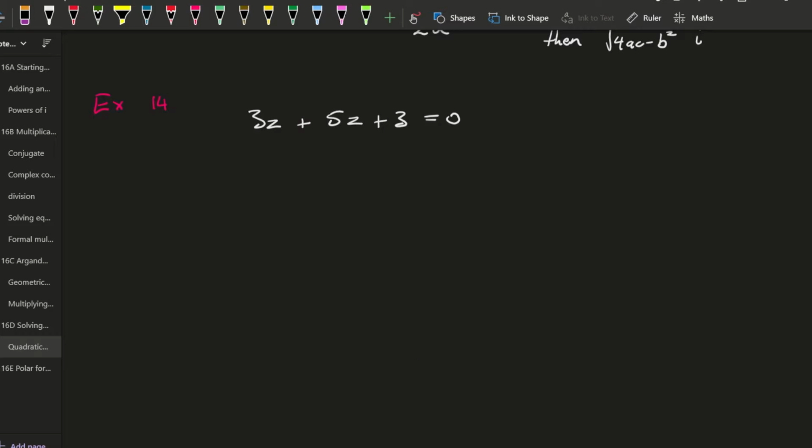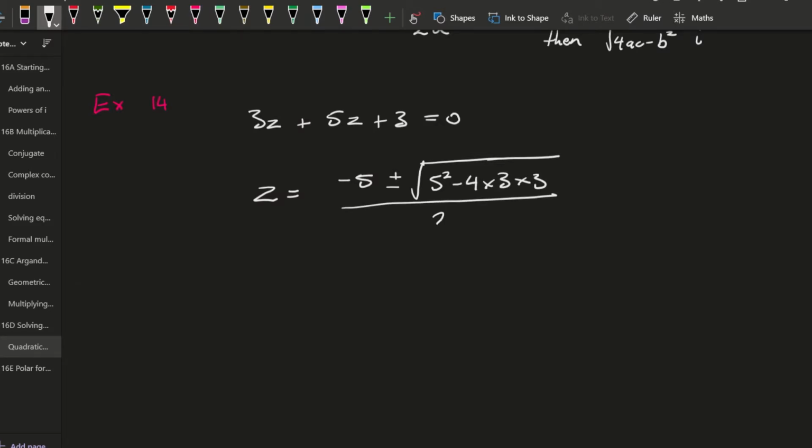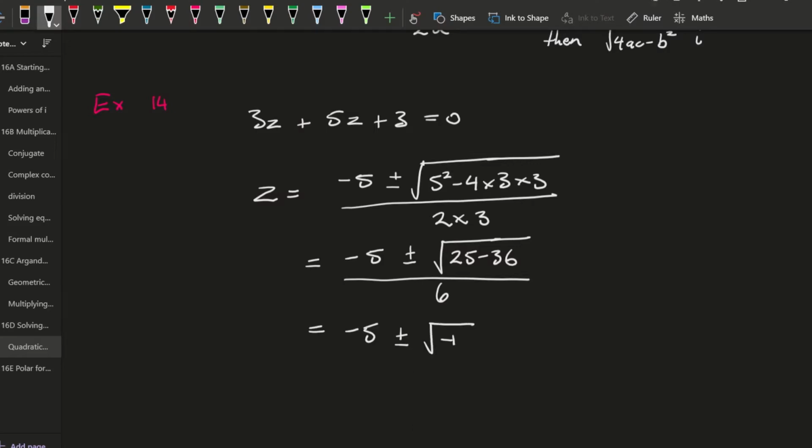All right, so we're going to solve for this. So using the equation, we're going to have z equal to minus b, which is minus 5, plus or minus the square root of 5 squared minus 4 times a times c, all divided by 2 times a. Okay, and I'm just writing numbers straight in there. So in the square root here, we've got 25 minus 36. And of course, it's all divided by 6. So that's just minus 11.